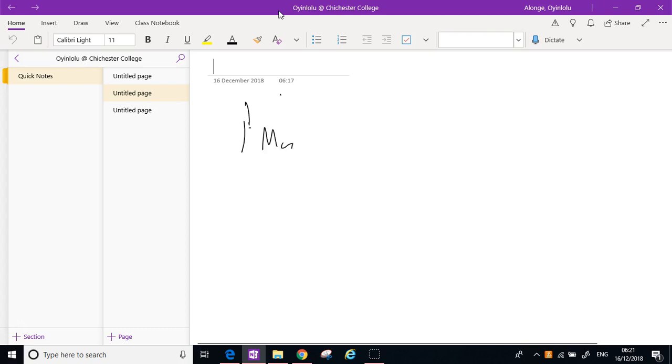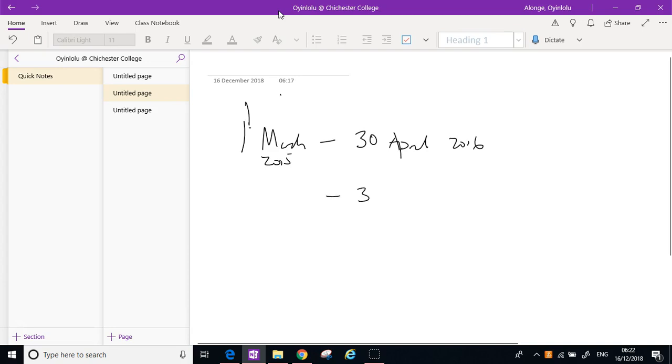She's drawn her accounts from the 1st of March 2015 to the 30th of April 2016. Now this is what she wants to do. She wants to be able to end her accounts every year on the 30th of April. This is her plan, right?